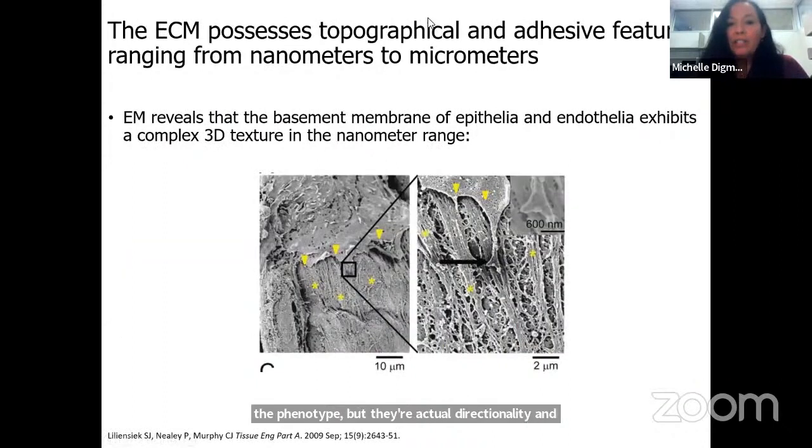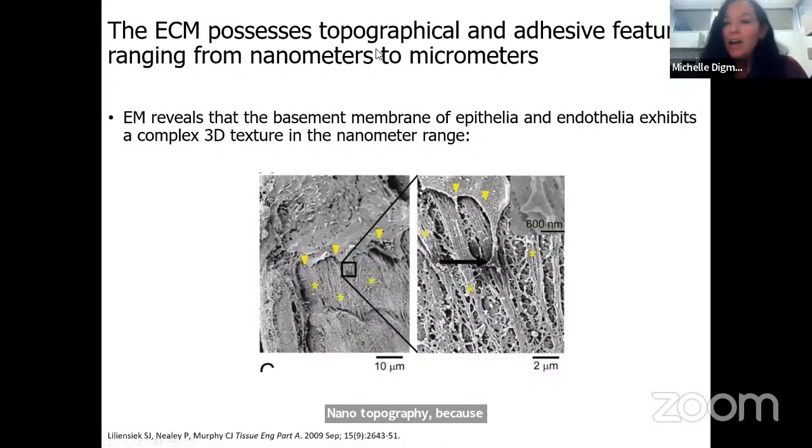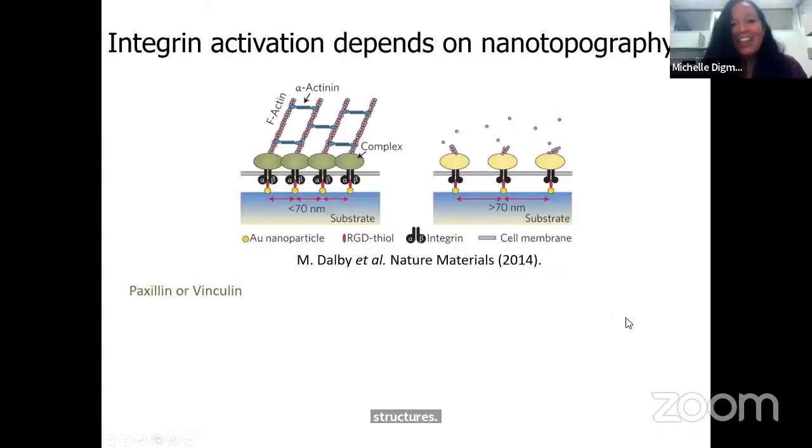So we were interested in nanotopography because we know that the ECM, the extracellular matrix, possesses topographical and adhesive features that range in the nanometer scale. So you can find this in the basement membrane of the epithelia and endothelia that has these kind of very, very small nanostructures.